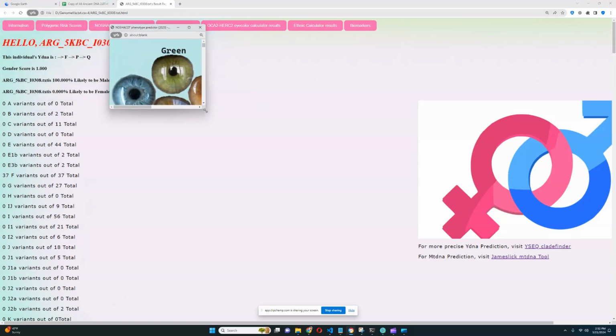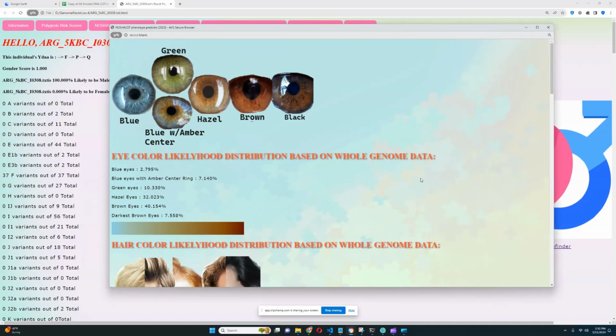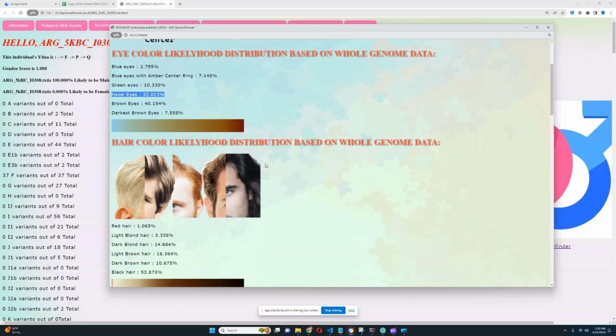So with my Nashakot tool, and this is really surprising, I was actually surprised to see this. He's scoring brown or hazel eyes. Brown eyes, 40% likelihood. Hazel eyes, 32% likelihood. Is it because he actually has brown or hazel eyes, or is it because there is not enough data in the file? Well, let's explore that result a little bit more in depth.